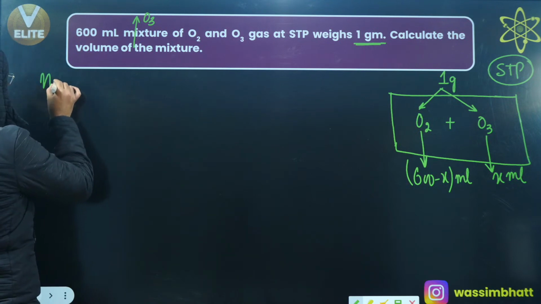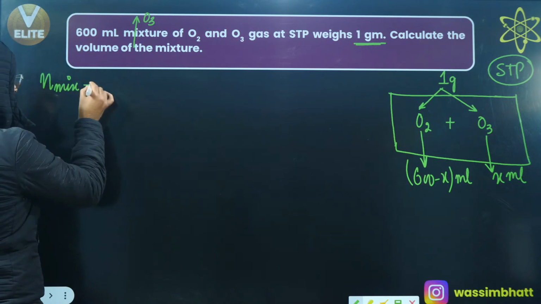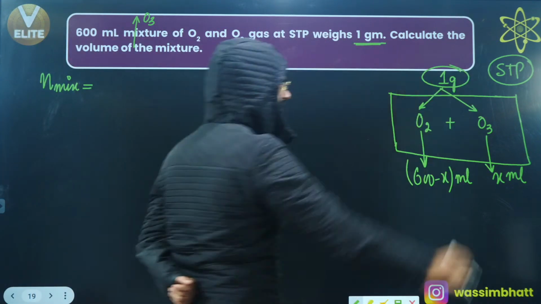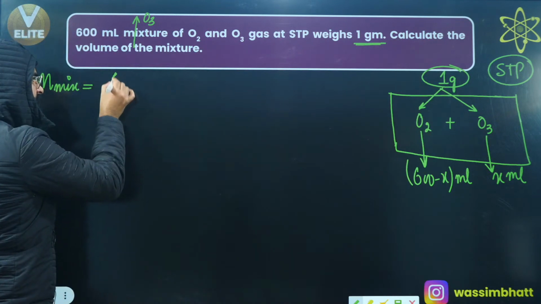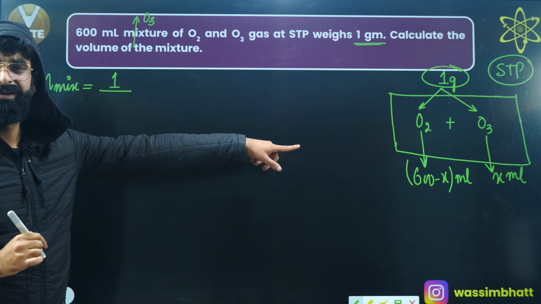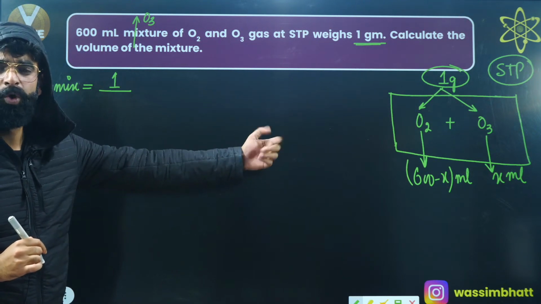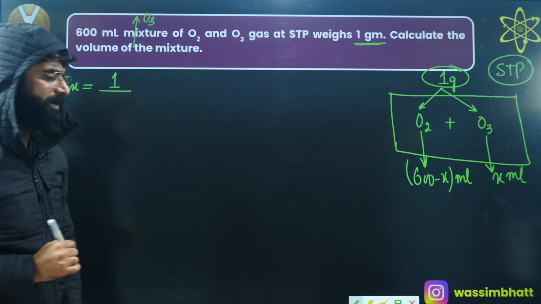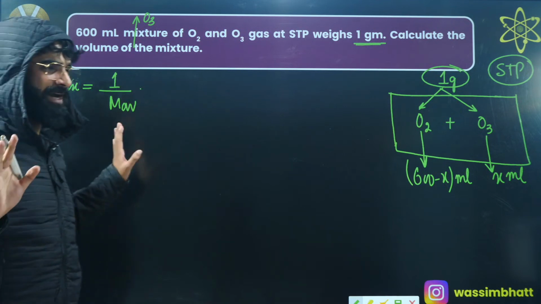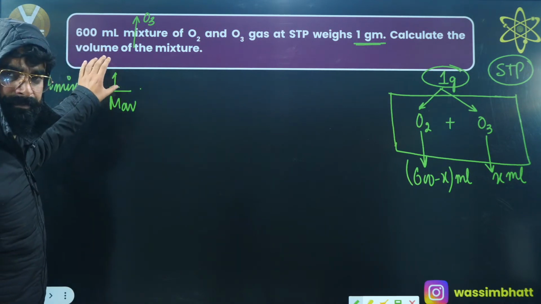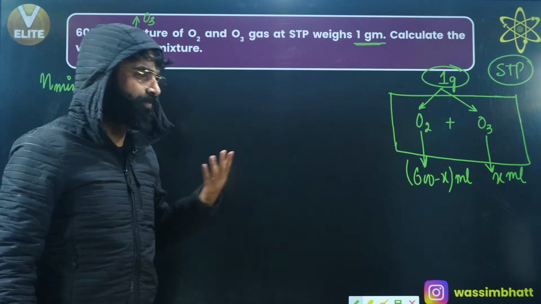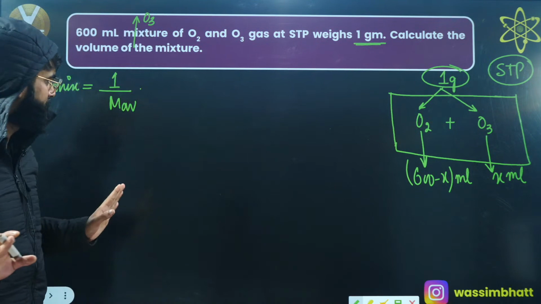If I write something like this, the number of moles present in the mixture will be equal to, am I given the mass of the mixture? Yes. It is going to be the mass of the mixture divided by the molar mass of the mixture. But this is a gaseous mixture, right? What do we call the molar mass of a gaseous mixture? We call it the average molar mass. So I'm dividing it by MAV, correct? I'm given the mass of the mixture, divided by the molar mass of the mixture, and that is what we call the average molar mass. I'm sure it's clear to you, right?